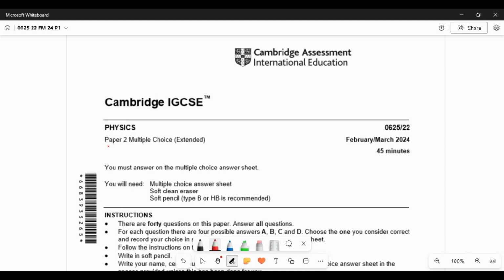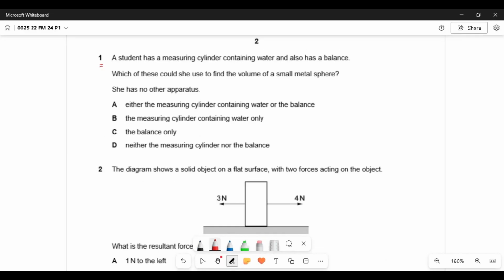Let's solve Physics 0625 Paper 22 for February/March 2024. Question number 1. A student has a measuring cylinder containing water and also has a balance. Which of these could be used to find the volume of the small metal sphere? She has no other apparatus.